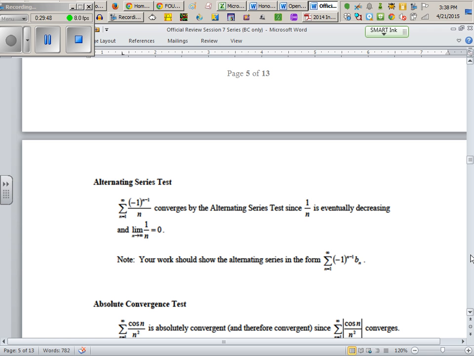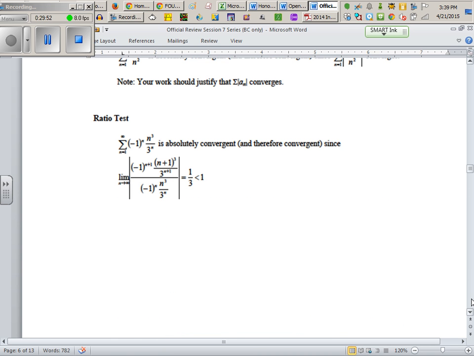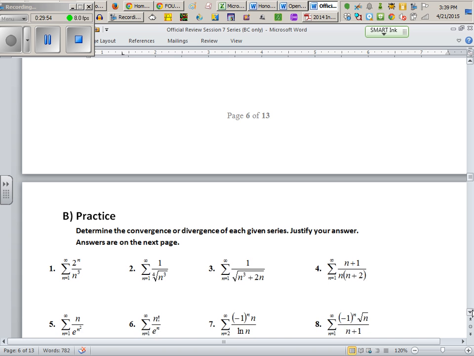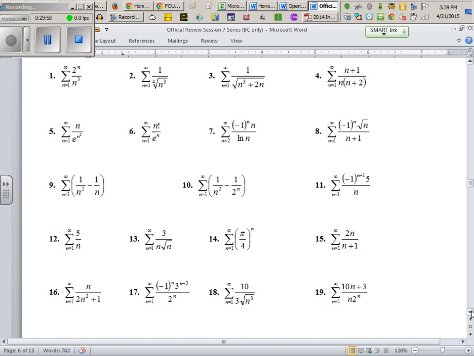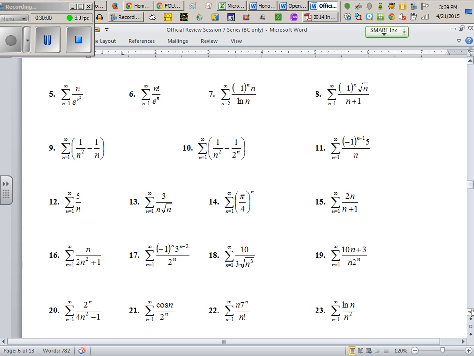How to use LCT. I already talked about AST and absolute convergence and the ratio test you're already good at. Now here is a ton of examples which I don't really intend to do for you.